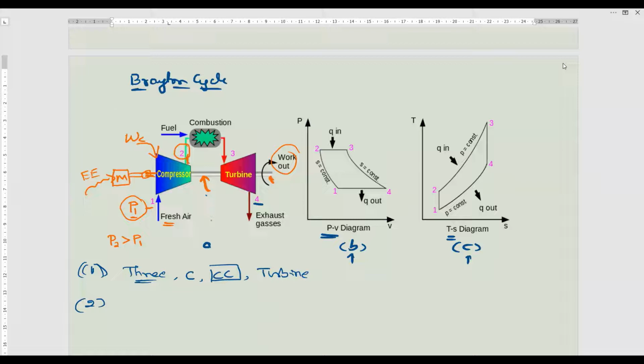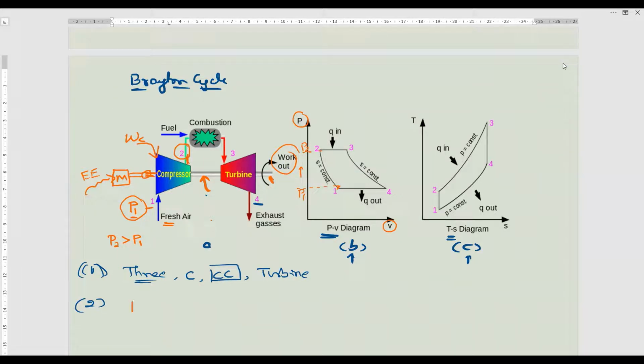And dear students, observe the PV diagram. This is the pressure versus volume diagram. Point number 1 is here, point number 2 is here. Pressure increases. This is P1 and this is P2. Now you can ask a question: what is the type of this process? What is the name of this compression process?